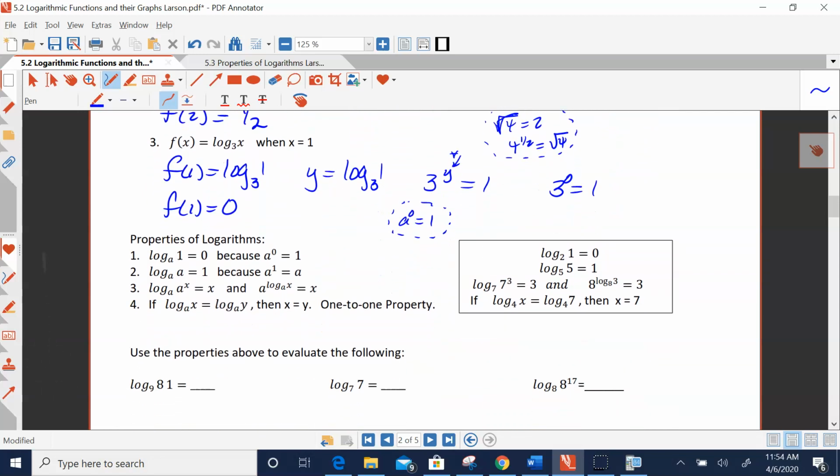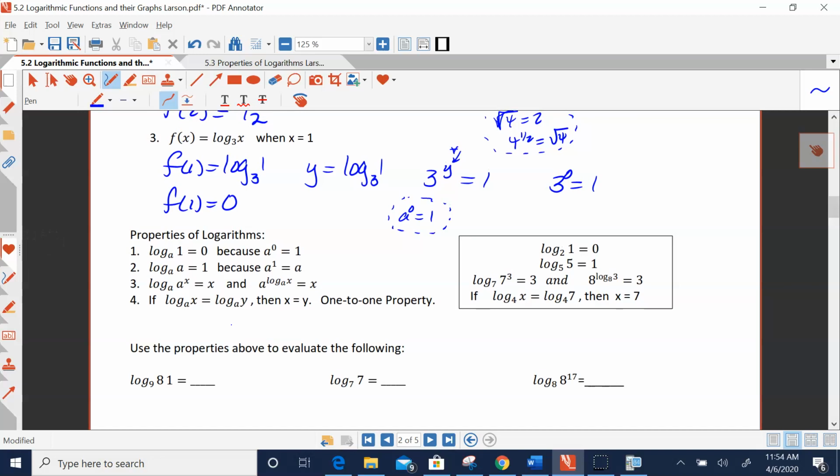Let's look at some properties. This may help you. If I have log base a of 1, that will always be equal to 0. Because if I take it and rearrange it, a to the 0 equals 1, anything to the 0 power is equal to 1. So this property right here looks like this in logarithm form.